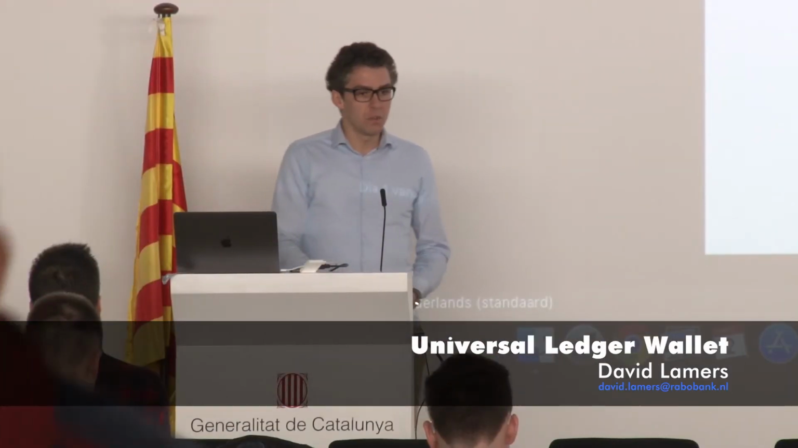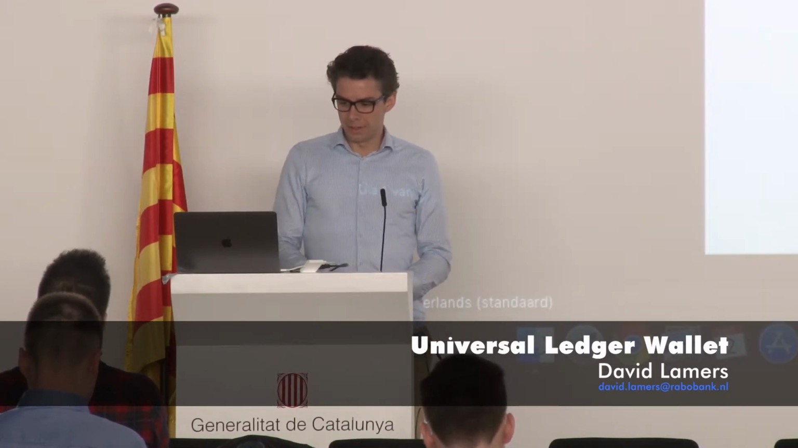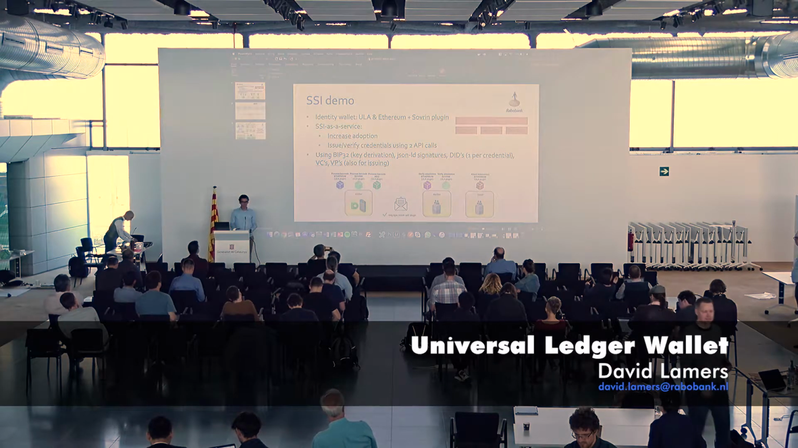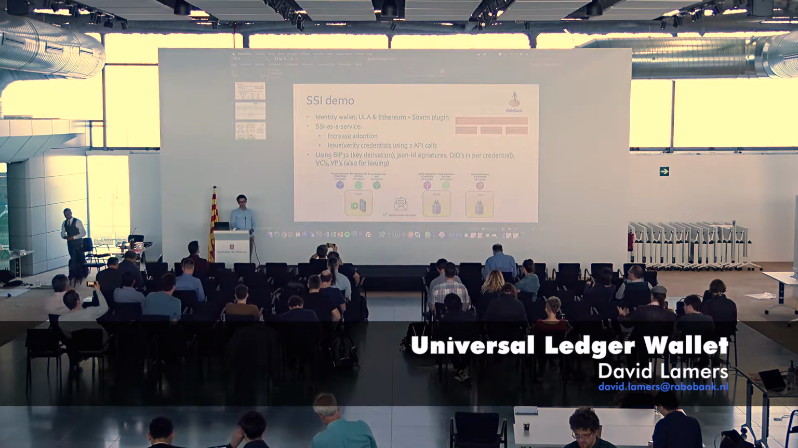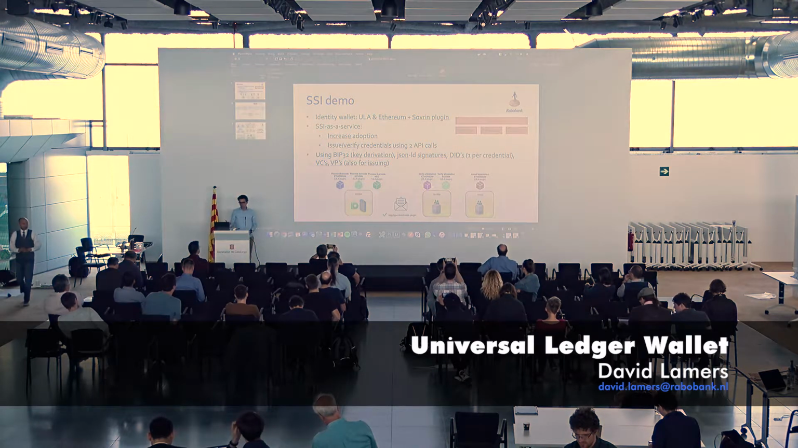I just want to give you a quick demo of what we are working on at Rabobank. I will show you a demo of the identity wallet, where we made an abstraction layer called the ULA, Universal Ledger Agent, with multiple modules, for instance, to issue DID documents to the Ethereum or Sovereign blockchain. We also made a component called SSI as a service to increase adoption, and it's basically a Docker image where existing software can connect using 2 API calls to issue or verify credentials.